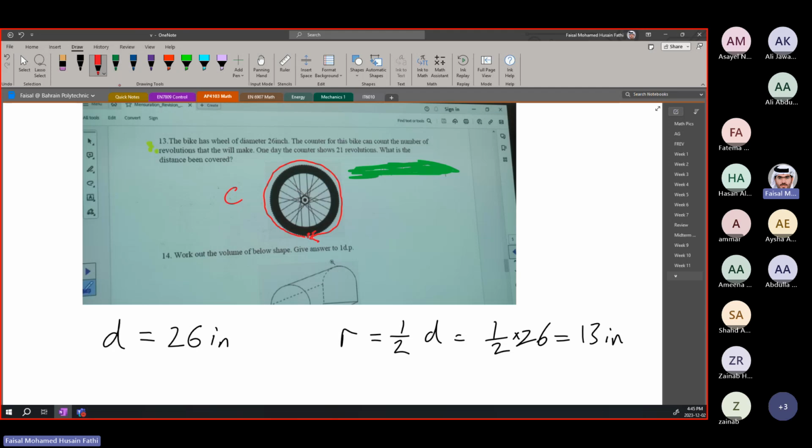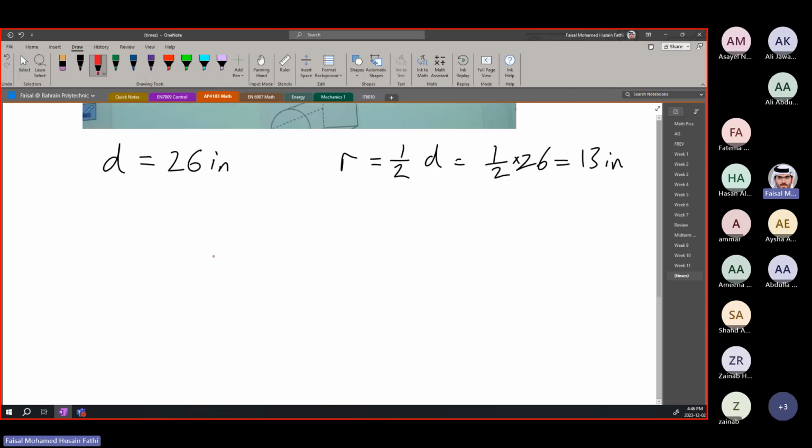So one day the counter shows 21 revolutions. So this happened 21 times. What is the distance that has been covered? How can we find that? First, we need to find the circumference, because we need to know how many times this wheel has turned completely. Let me just explain the concept.